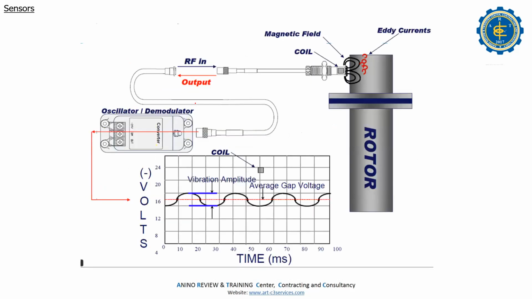So this is how it works. This is the proximity probe. This is the shaft. It goes here into the modulator.